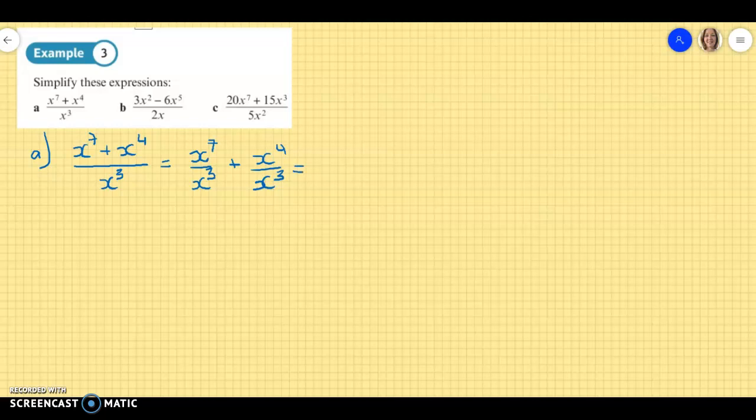What you can do now is, of course, look at this. So x to the 7 over x to the 3 is x to the 7 minus 3, because it's division, so you can do that one. And you're going to add on x to the 4 minus 3, which gives you x to the 4 plus x. And that's your completely simplified version there.